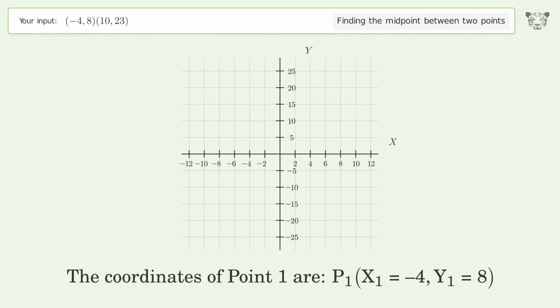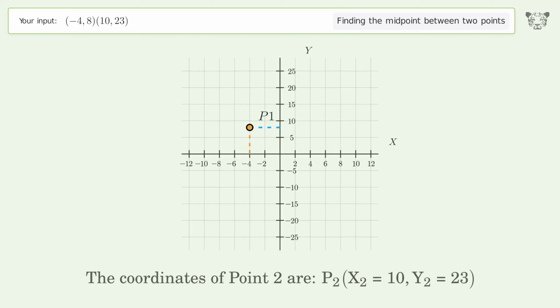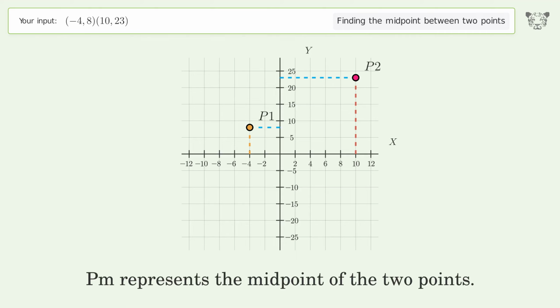The coordinates of point 1 are x1 equals -4, y1 equals 8. The coordinates of point 2 are x2 equals 10, y2 equals 23. PM represents the midpoint of the 2 points.